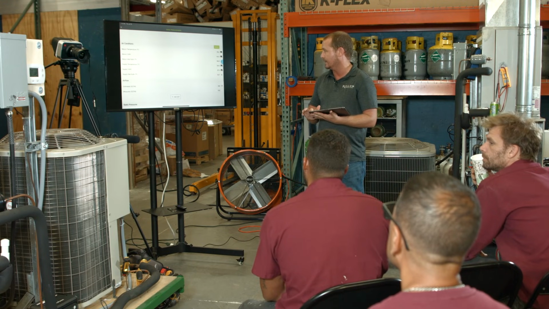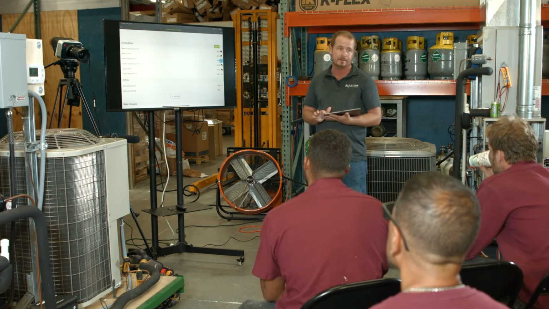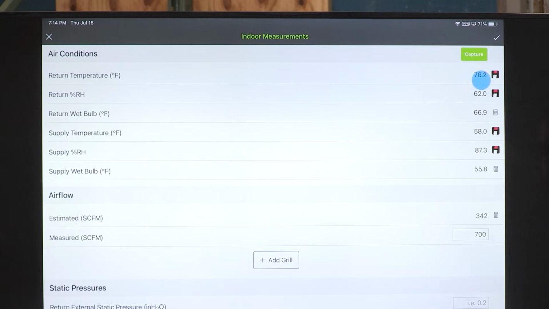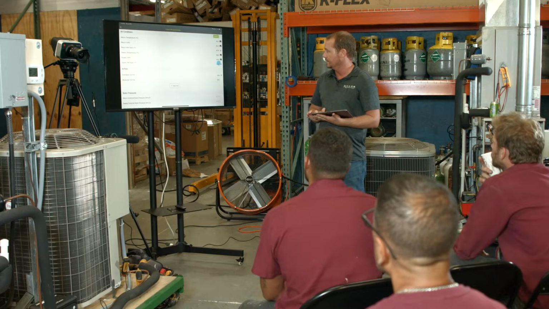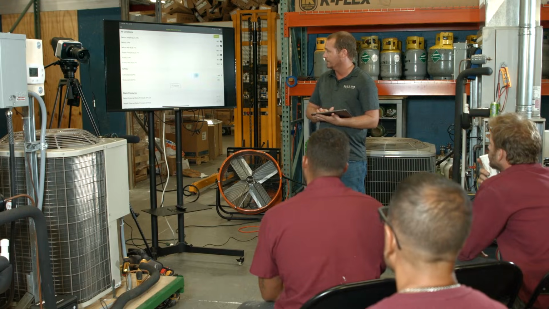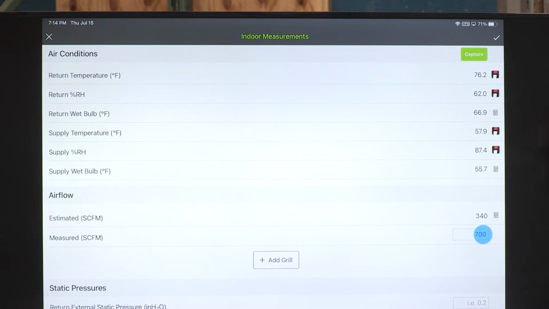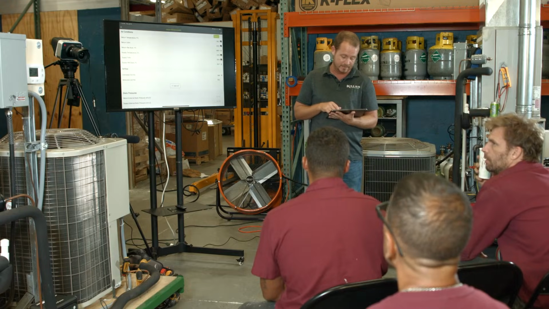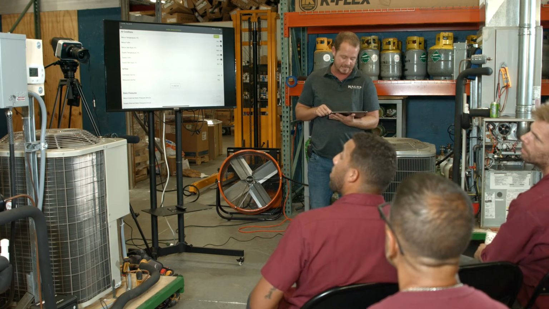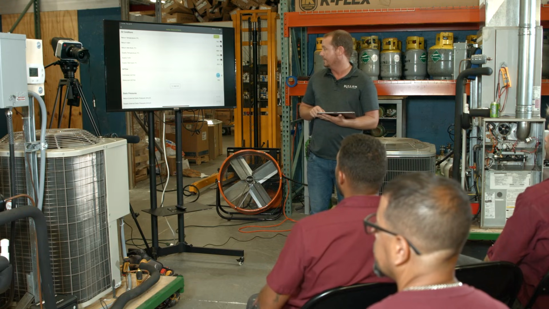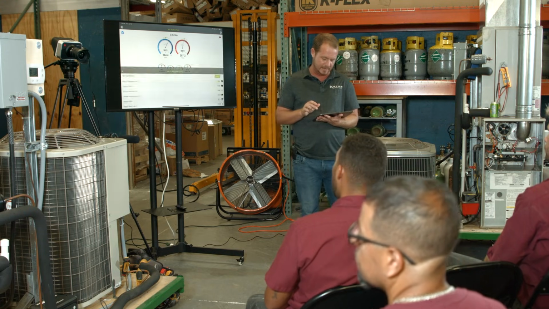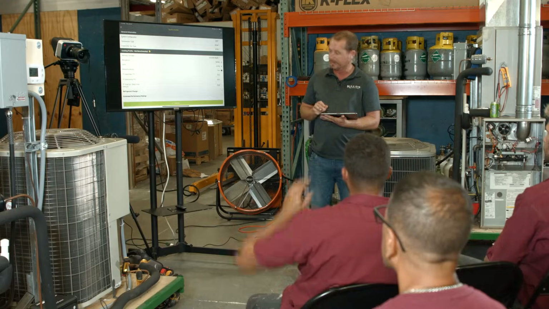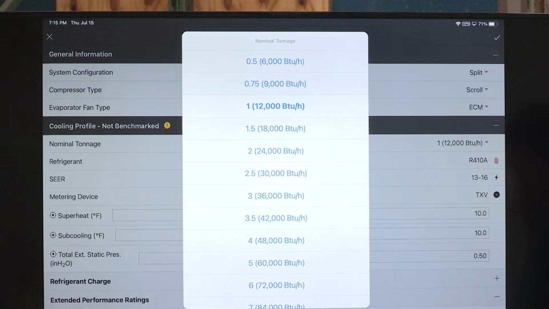When you see ones that have a calculator, that means that's a calculated measurement. It's taking the relative humidity and the return temperature together and calculating the wet bulb. Same thing on the supply. Now I entered a measured CFM of 700, but that's just because it's a 2-ton unit. I was bypassing the internal thing, but they've got an estimated CFM of 340, and the reason is the tonnage. I always hit the wrong one, System ID and system info seem so similar. The tonnage is set at 12,000, so it should be set at 2 tons.